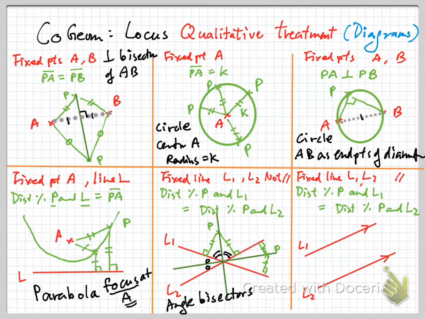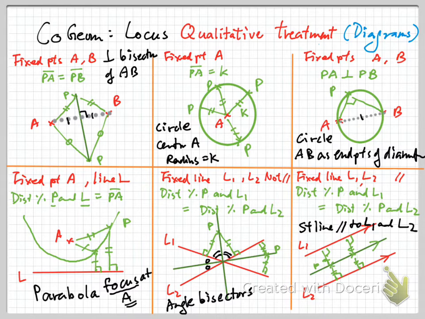And finally, if L1 and L2 are parallel like this, there is no intersection point, so there's no angle bisector. In that case, the locus of P will be the line parallel to them. Point P will have the same distance to L1 and L2 regardless. So point P will be the straight line parallel to L1 and L2.